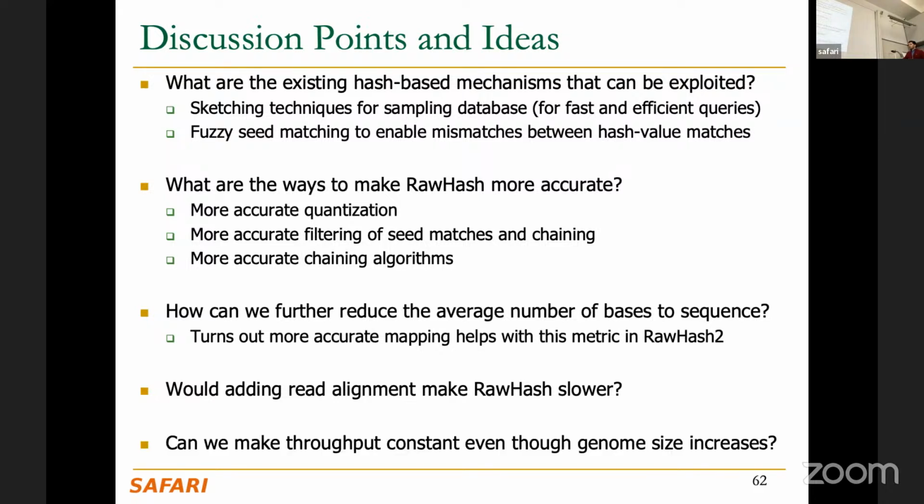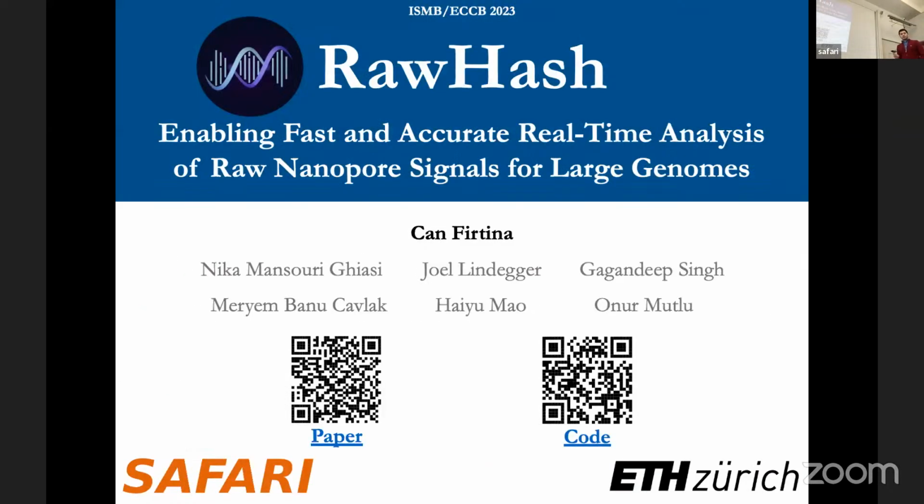And the last question, which in my opinion is still unanswered, unsolved, is: can we make the throughput constant even though genome size increases? This is still a question that bothers me, and if this can also be achieved, I think that will be a huge contribution. So with that, I'll conclude my RawHash presentation, and I don't know if you have any questions I can answer.